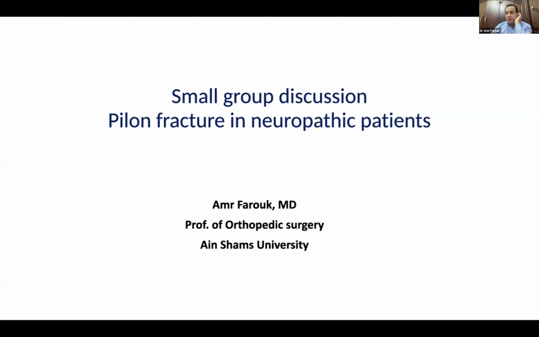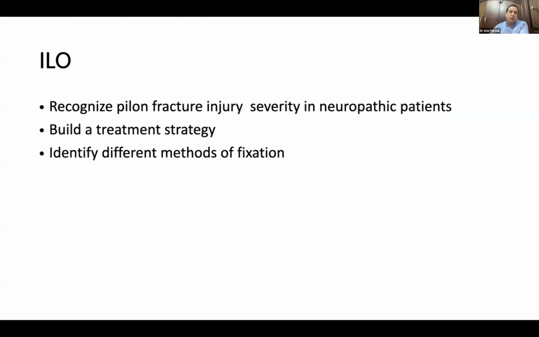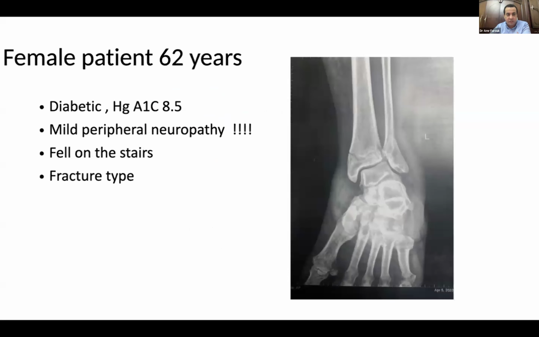Yes. Okay, this is another Pilon, another case about Pilon fracture, but this time in a diabetic neuropathic patient. So we can go rapidly through it in just 10 minutes. Our learning outcomes are to recognize the Pilon fracture and how to deal with it in neuropathic patients, and to try to put a treatment strategy and identify different methods of fixation.